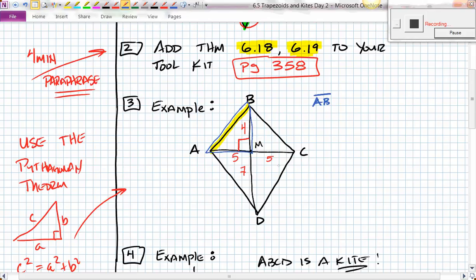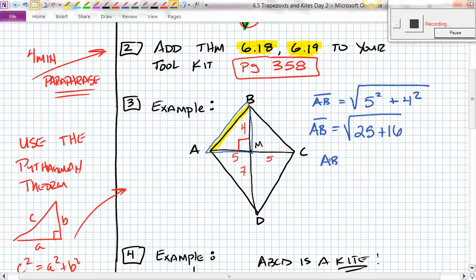AB. So here's what we can say: this has to equal the square root of this side length squared, which is 5 squared, plus 4 squared. So AB has to be the square root of 25 plus 16. So AB must be the square root of, what's 25 and 16 added together? 41.